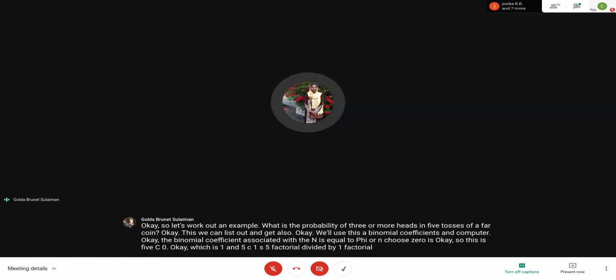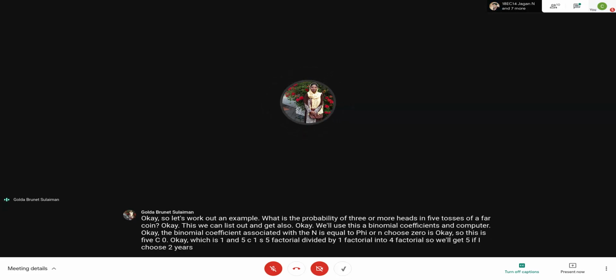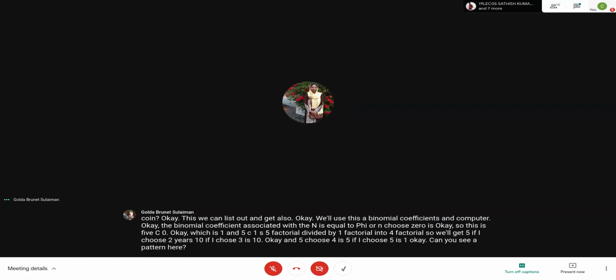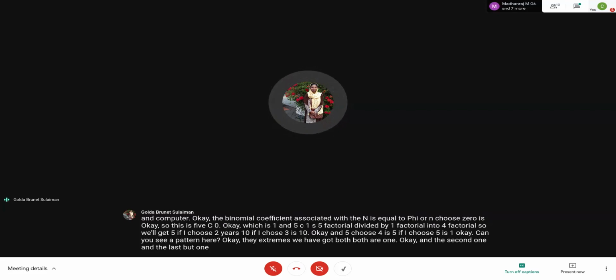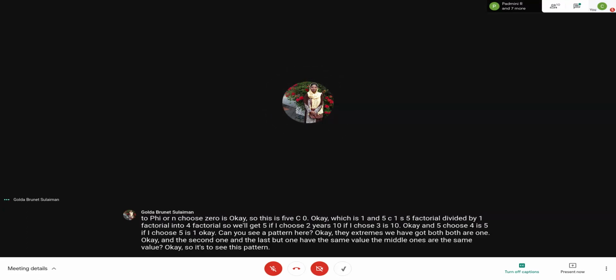and 5C1 is 5 factorial divided by 1 factorial into 4 factorial. So you'll get 5. If I choose 2 it is 10. If I choose 3 it is 10. If I choose 4 it is 5. If I choose 5 it is 1. Can you see a pattern here? The extremes are both 1, the second one and the last but one have the same value, and the middle ones have the same value. So it's like 1 5 10 10 5 1.